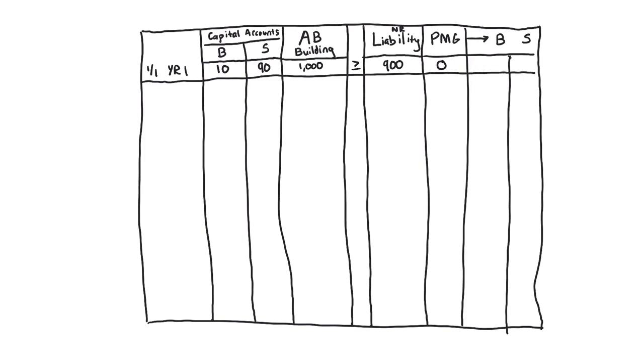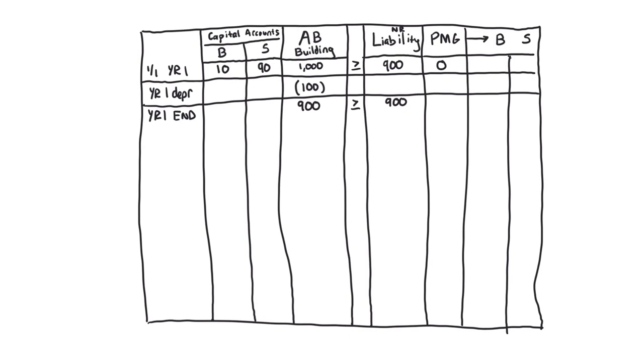Okay? Then we got our year one depreciation. Now, we have to think about a few things before we go ahead and start writing. In this one, you have to kind of do things a little bit backwards. Before we go to the capital accounts and the partnership minimum gain and all that good stuff, we know that $100 of depreciation will be taken. We know that for sure. We know $100 of depreciation will be taken from the building for tax purposes. So we know the ending adjusted basis of the building is going to be $900. The liability, we know none of it's going to be paid off in years 1 through 5. So the end of year 1, it's still $900. So therefore, the adjusted basis is greater than or equal to $900 of liability.